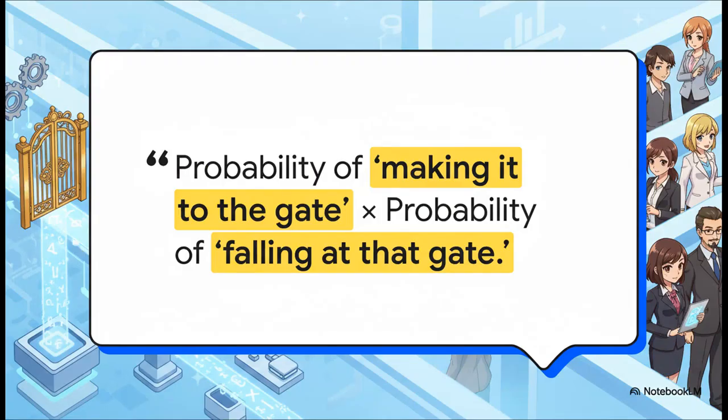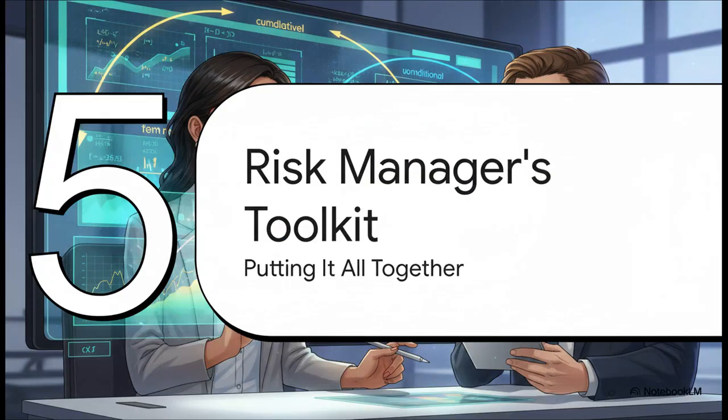I love this analogy from the source material. It just captures the idea perfectly. You have to survive long enough to even make it to the gate for year 3 before you can have any chance of falling at that gate. The unconditional probability goes down not because the gate is any less risky, but because fewer and fewer people even make it that far. So, the big question, why does all this matter?